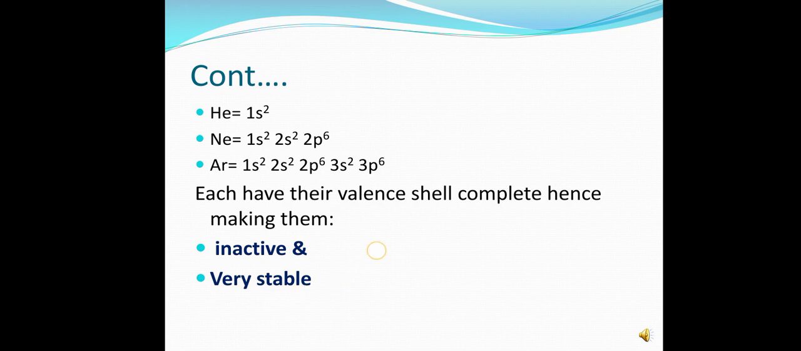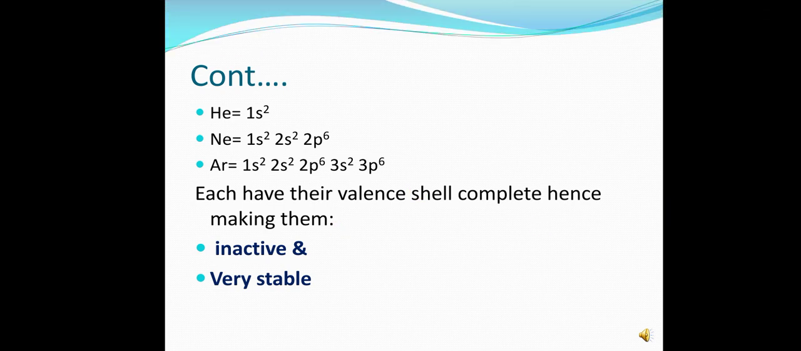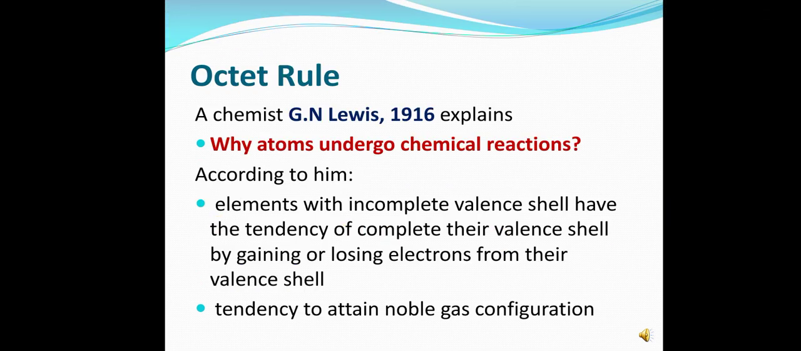This is the same for these noble gases, because they are full, their electronic configuration is complete, their valence shell is complete. Now they don't need anything more to get inside them. They don't need any more electrons. This is what we named the octet rule.